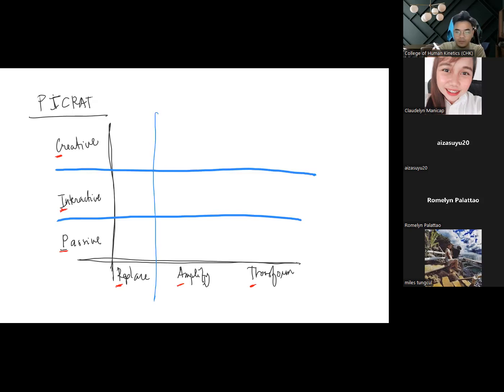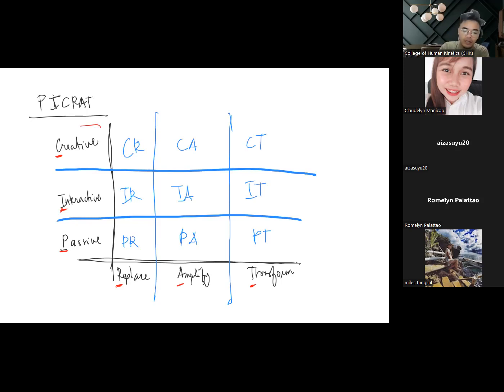9 quadrants. No, we have here PR, we have here PA, we have here PT, we have here IR, IA, IT, CR, CA, and we have CT. Okay, now take note that the levels on our y-axis are actually the level of activity of your students. Okay, so this is based on your students' level of involvement or activity.